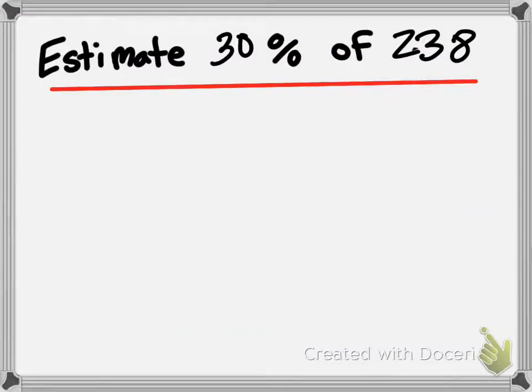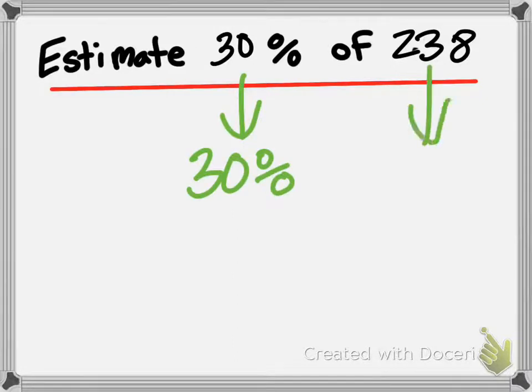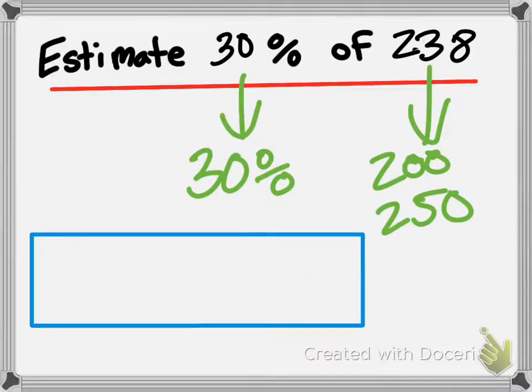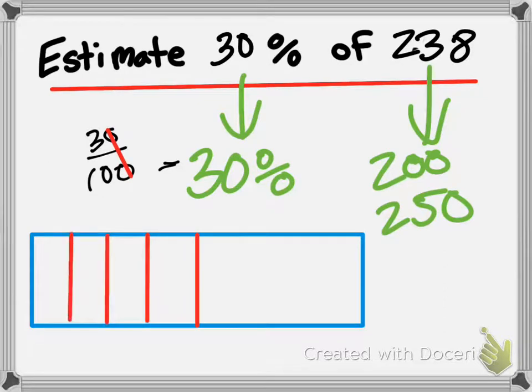30% of 238. 30%. I don't need to do anything. I'm going to keep it as a 30%. 238. I've got two people. Yeah, someone said to round it to 200 and someone else said to round it to 250. Both of these ways work. In fact, because they end in a 0, it's really helpful. 30%. That's equal to 30 over 100. And they both end in a 0. I can cross them out. 3/10. So again, I gotta make some tenths in here.